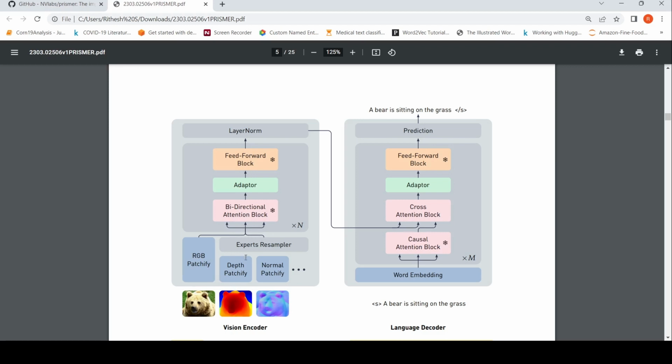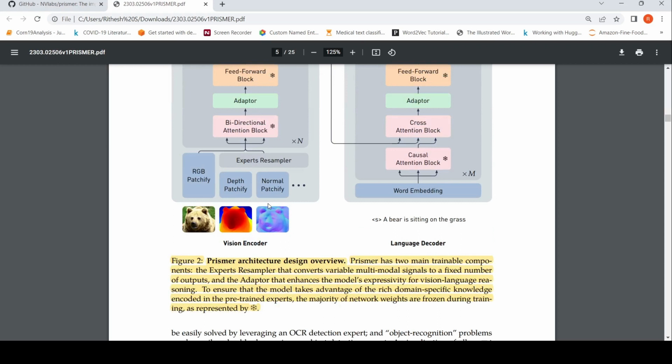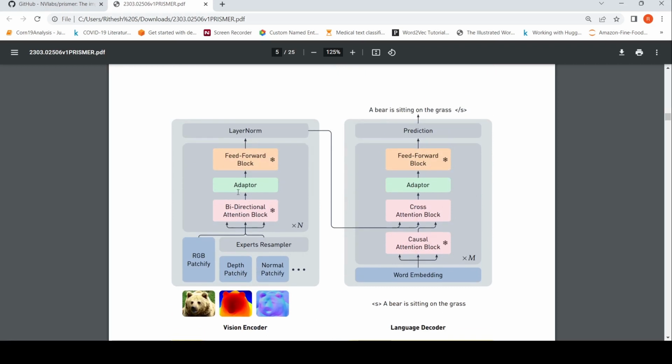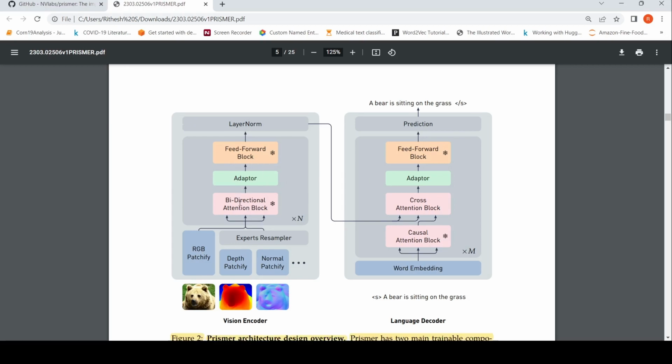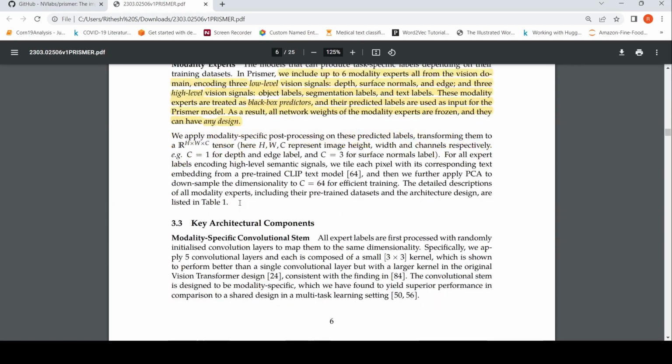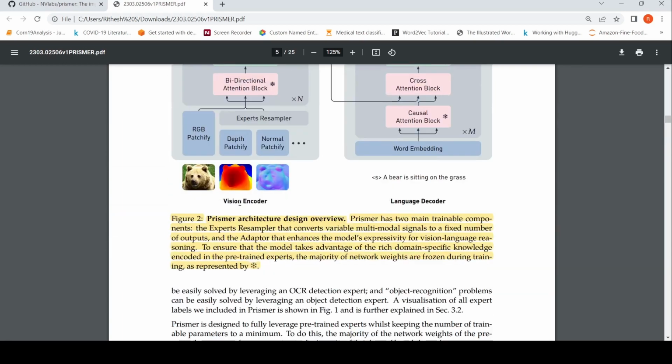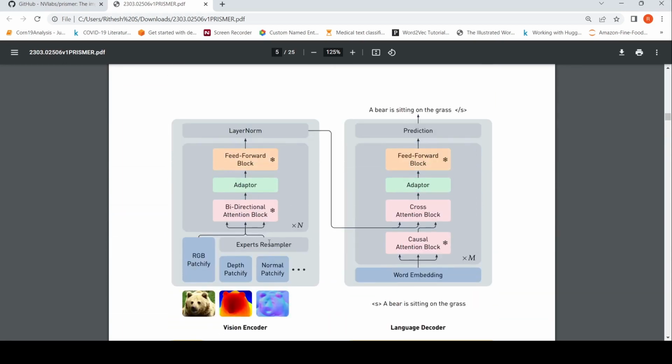Along with that, you also need the different features coming from these different experts. They also need to be converted into the standard input format. That is what the expert resampler does, by doing some kind of attention over these features. The adapter is this part within the transformer block, and that also performs a certain task. These two, the adapter and the expert resamplers, are trained. The rest of the transformer is frozen during training.